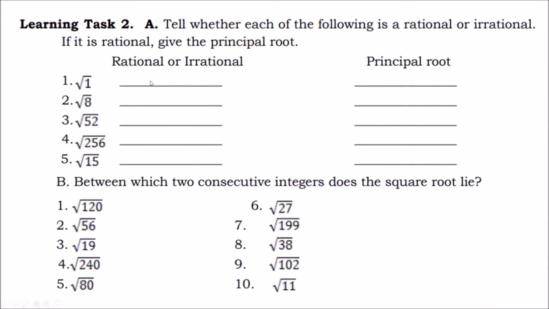Learning task number 2, letter A: dito sa rational or irrational column, isusulat kung rational or irrational ang given square root of a number. Kung rational, isusulat ang principal root dito sa column na ito. Kung hindi siya rational at irrational ang sagot, wala tayong ilalagay dito sa area o sa column ng principal root. Letter B, numbers 1 to 10, you will write the two consecutive integers between the square root of a number.